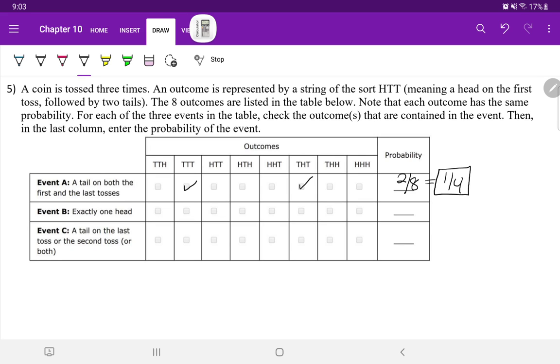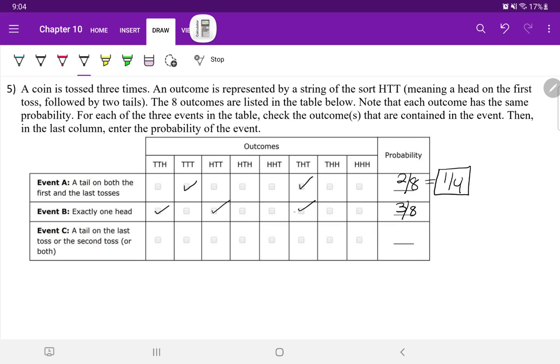Event B says exactly 1 head. So look for all the options that have only 1 H in it. That is going to be the option of TTH, HTT, and the last one is going to be THT. All of the options I selected for the second row have exactly 1 head. That's 3 eighths. And I cannot reduce that fraction.